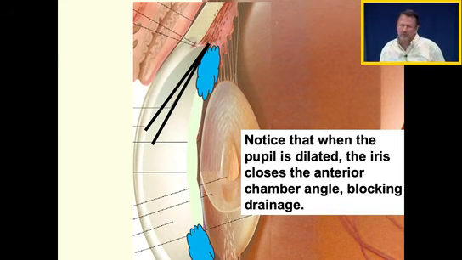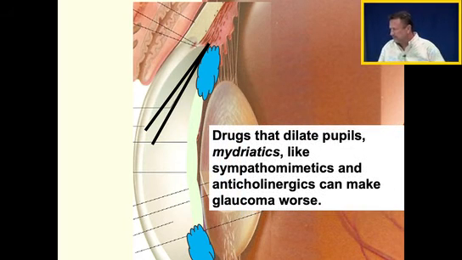Whether it's open or closed angle glaucoma, whether they need gonioscopic trabeculoplasty, is certainly not the purpose of this lecture. So drugs that dilate pupils, the mydriatics, the sympathomimetics, and the anticholinergics, they'll make glaucoma worse. That's why there's a warning on all the sympathomimetics and all the anticholinergics about glaucoma. It doesn't matter what the sympathomimetics are for. It doesn't matter what the anticholinergics are for. They can make glaucoma worse because they narrow the anterior chamber angle if they are mydriatic.